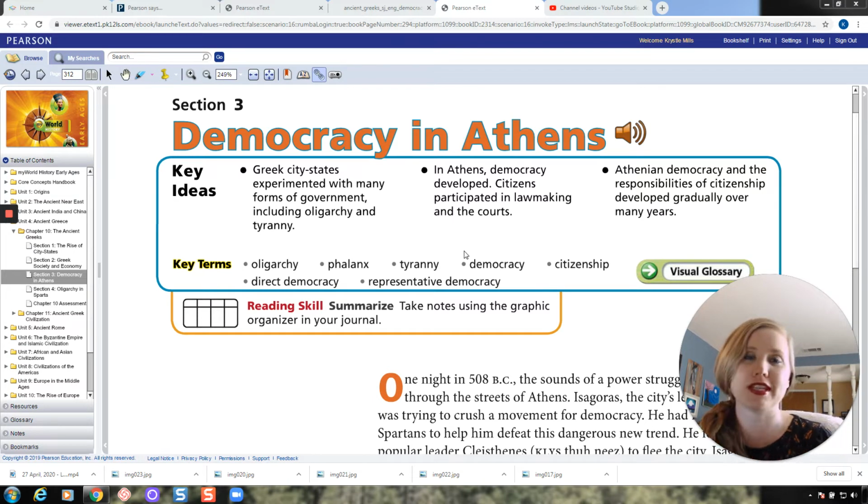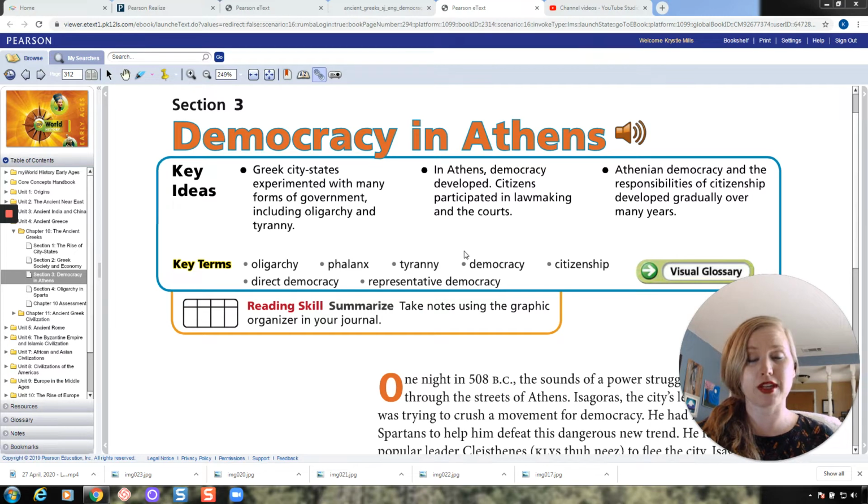Well, you have already taken your Section 2 history quiz. Hopefully you have, and turned that in to me. Today we are going to officially read through Section 3 of the Greek unit. So that's pages 312 through 317. And as you read, you're going to be completing a note-taking guide on page 127 of your history packet.